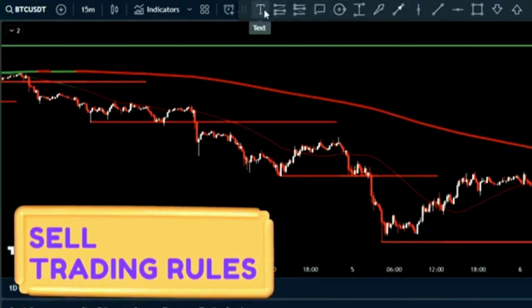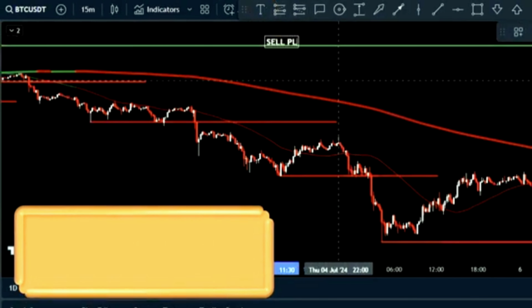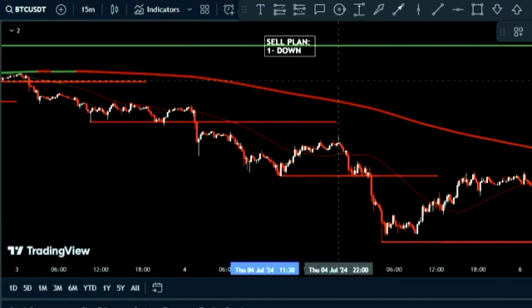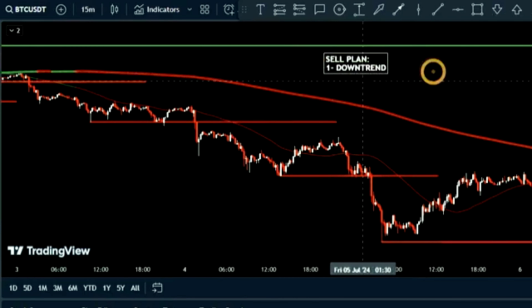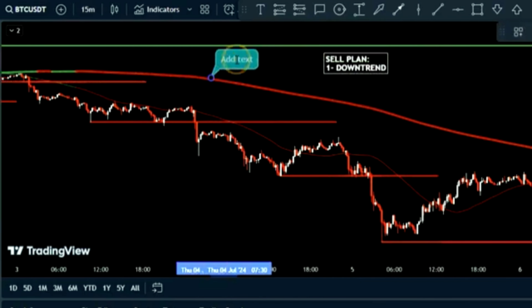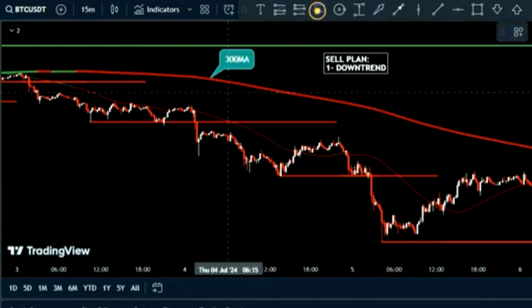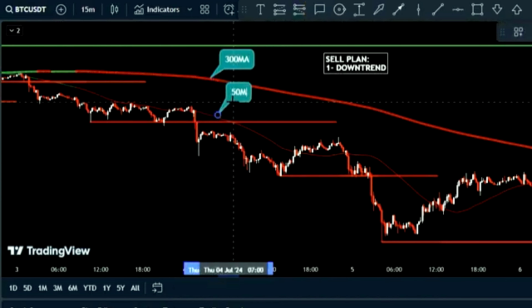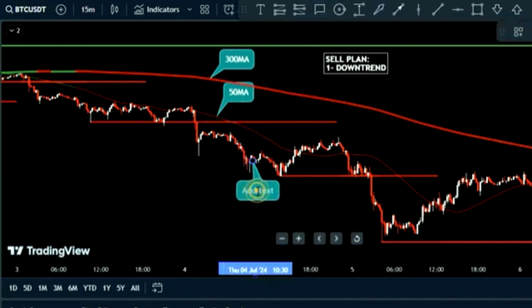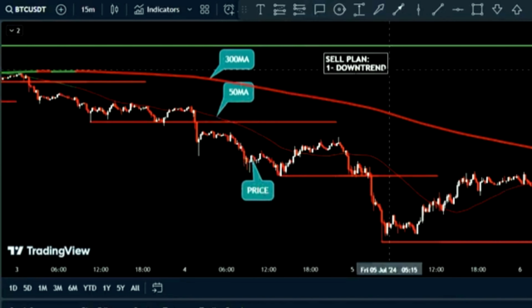And when applying this strategy for sell trades, consider the following factors. First, ensure the market trend is downward by verifying that the MA50 is below the MA300 and the price candles are positioned below both. This approach increases the likelihood of successful trades by aligning with the trend.